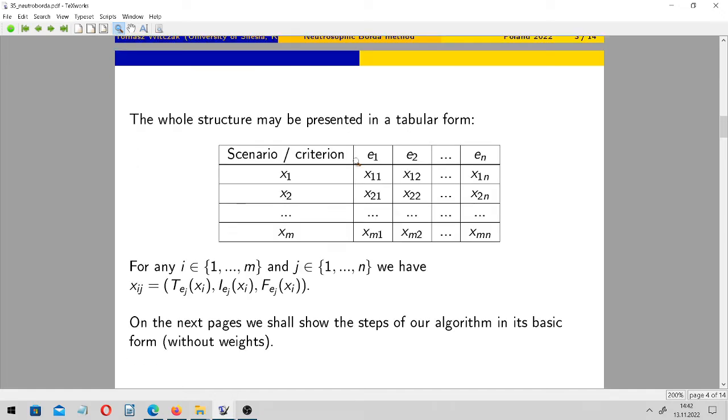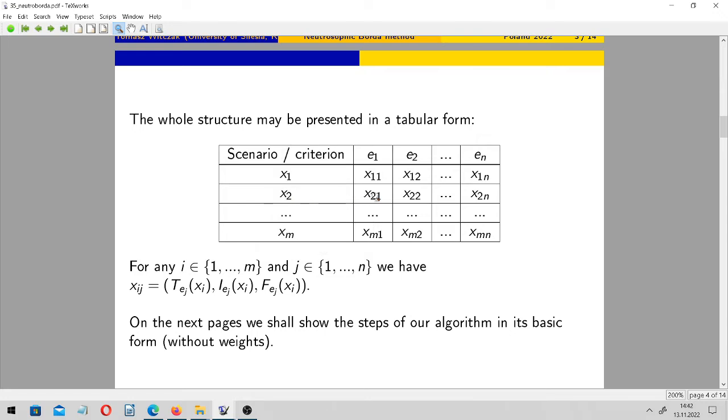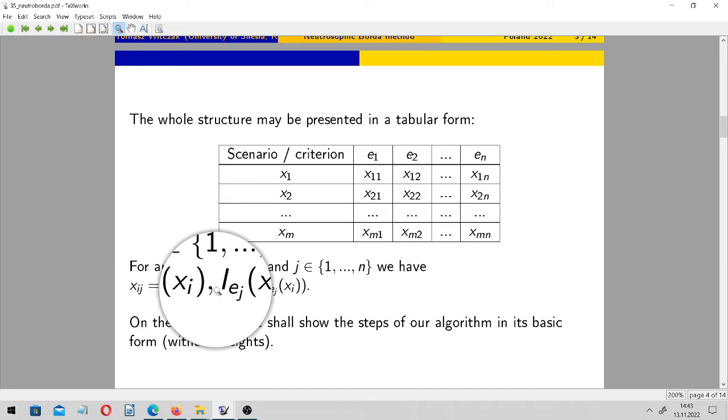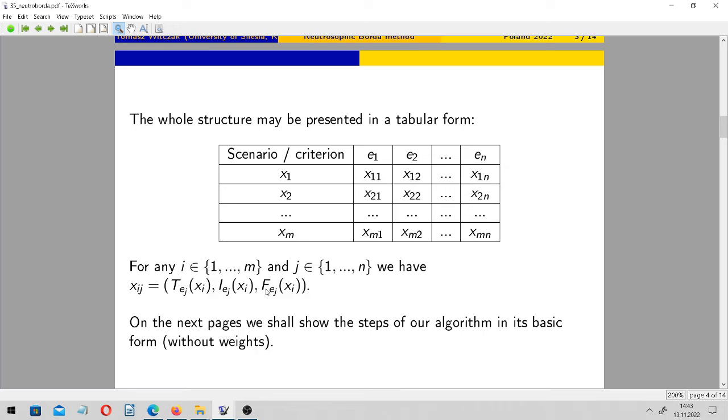So the whole structure may be presented in this tabular form. Scenario x2 and criterion 2, for example, gives us x22. Criterion n gives us x2n. Scenario m, criterion n gives us xmn, and so on. For any i and for any j, as you can see, xij is this triple. These are Neutrosophic evaluations of our object with respect to criterion j.